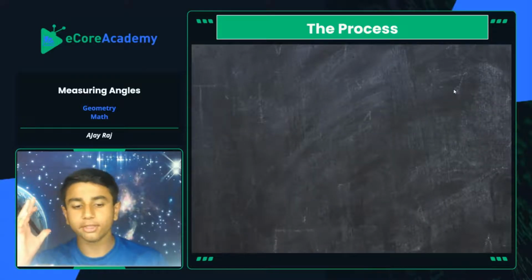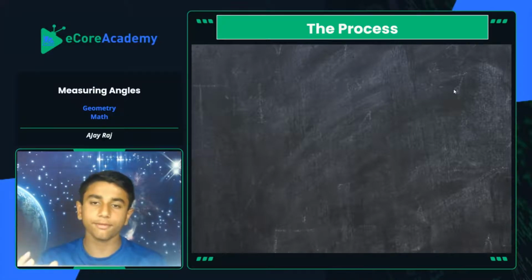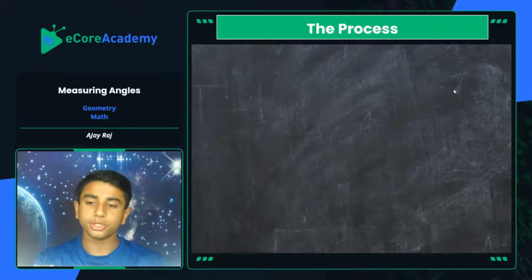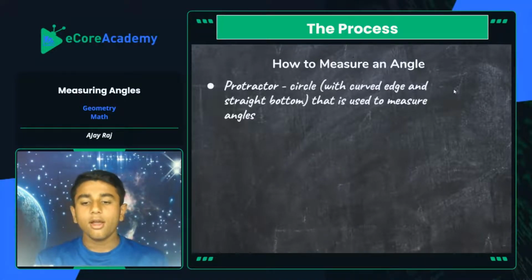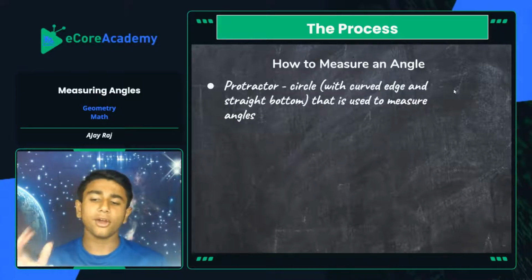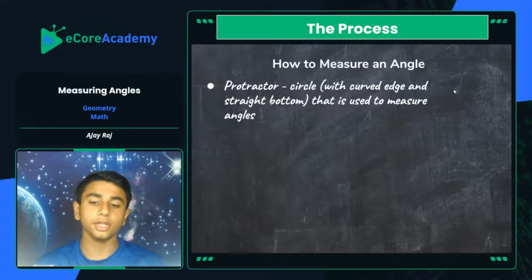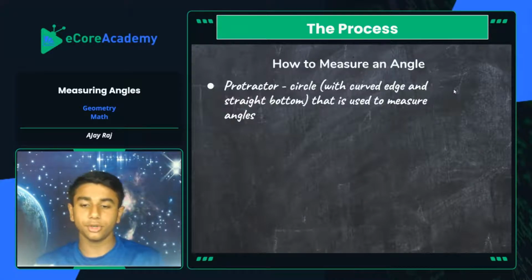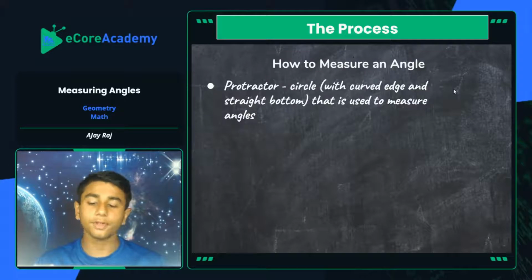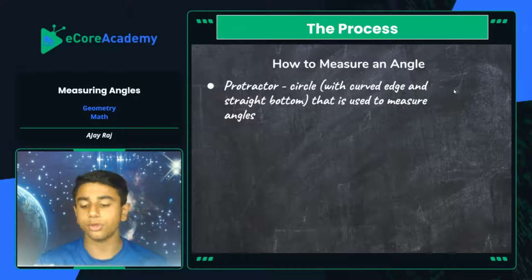And next, we're going to look at the process, because remember how I said we're going to figure out how to actually measure an angle in real life and its real life applications. So I'm going to show you guys the process: how to measure an angle. Before you actually measure an angle, you're going to have to use some tools. All you need is your angle and, of course, your protractor here that I'm showing. That's the only tool that you need. It's a circle with a curved edge and straight bottom that is used to measure angles. It's very simple, and I will show you that process.